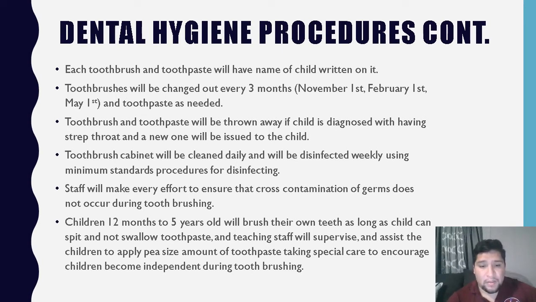Children 12 months to 5 years old will brush their own teeth as long as they can spit and not swallow the toothpaste. And teaching staff will supervise and assist the children and apply a pea-sized amount of toothpaste, taking special care to encourage children to become independent during toothbrushing. So this is very important, and I want to emphasize pea size. We don't want to put too much toothpaste on the toothbrush. So one of the key things that I want you all to remember is a pea size amount of toothpaste. That's very important.